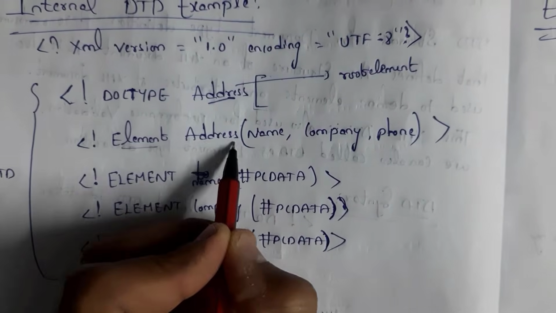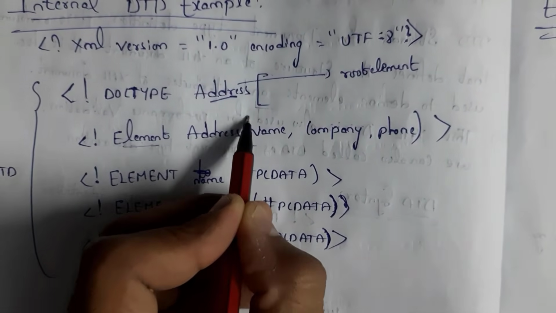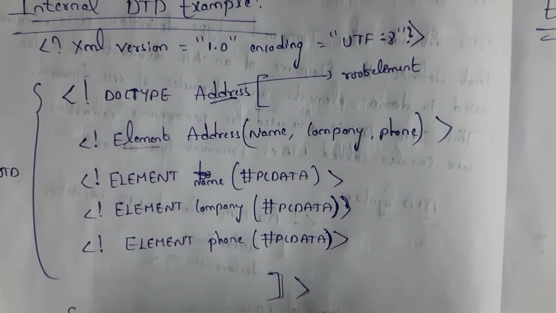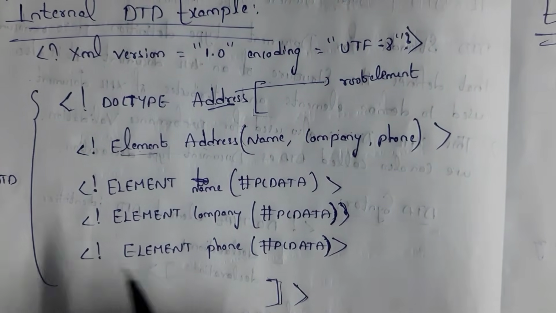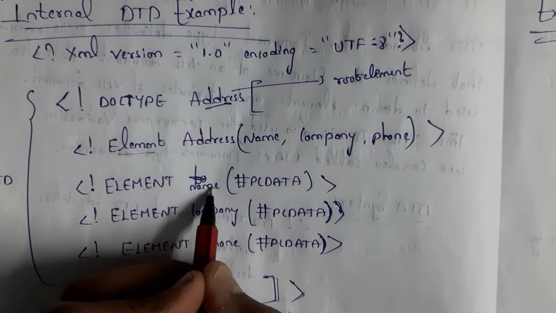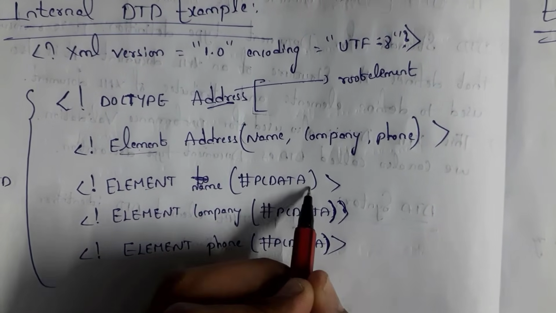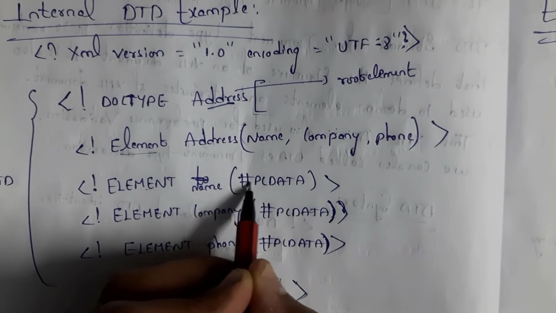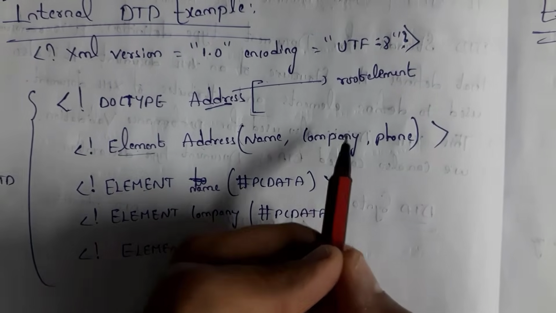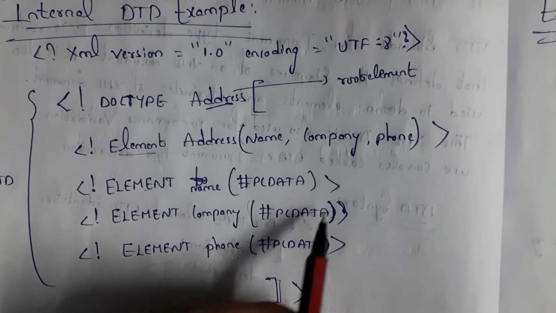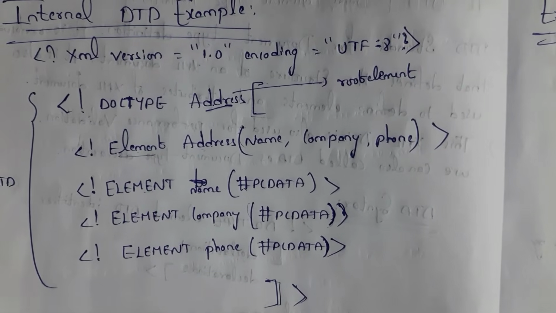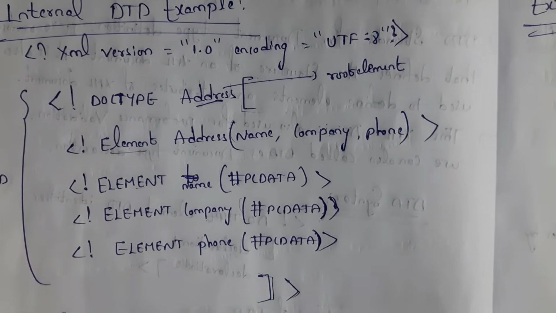For this root element we need to write here ELEMENT address. Address contains name, company and phone number, and again we need to write separate elements for these. Next, ELEMENT name as #PCDATA. Here we need to enter the name. Similarly, ELEMENT company #PCDATA, and similarly ELEMENT phone #PCDATA. This entire part is known as the DTD.